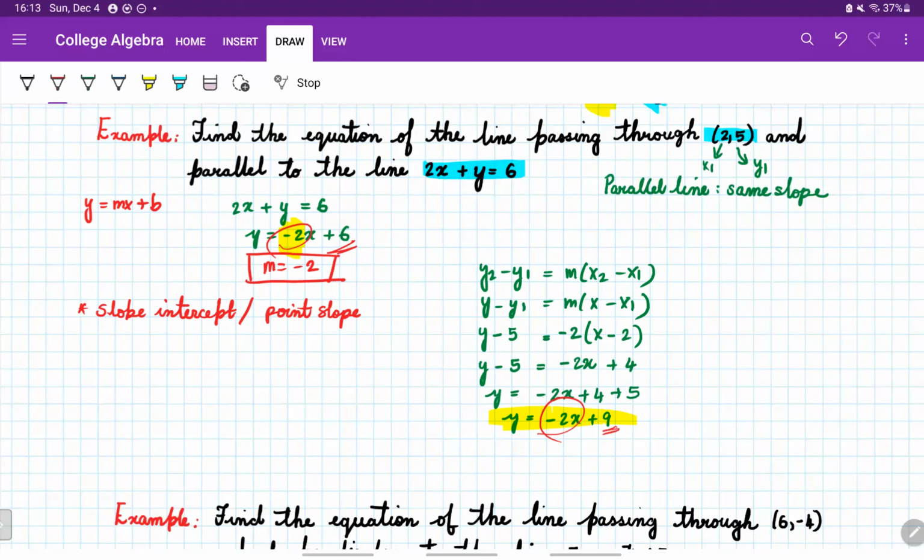And the last thing is to check if (2, 5) is actually a point on this line. How would you do that? Just plug in 2 and 5 as x and y values. So here we have y as 5, so 5 equals negative 2 times x, which is 2, plus 9. So you get 5 equals negative 4 plus 9, giving us 5 equals 5, which is a true statement, which tells us that this equation here is both parallel to this line and it passes through (2, 5). All right.